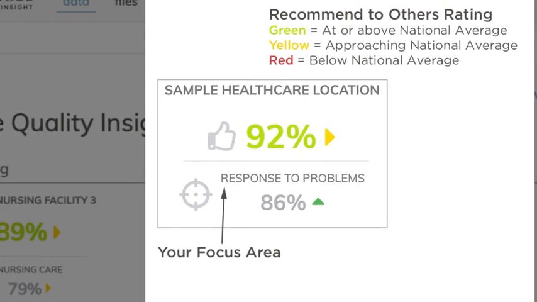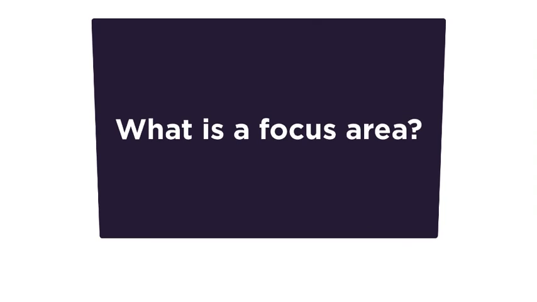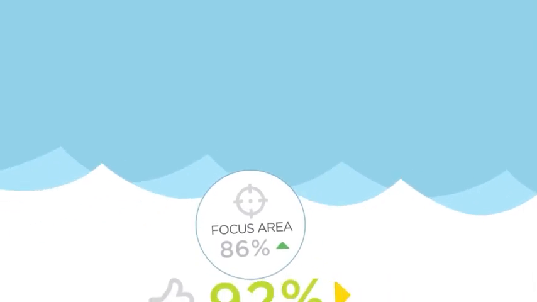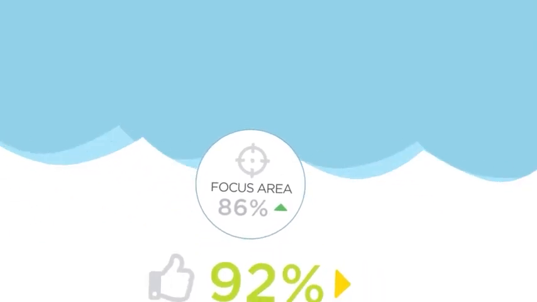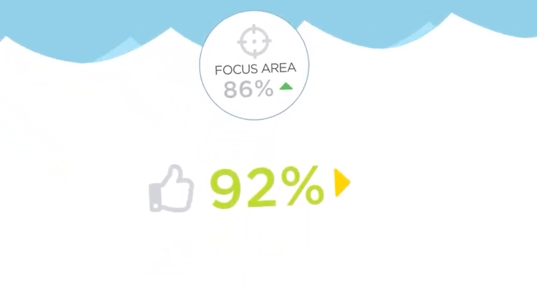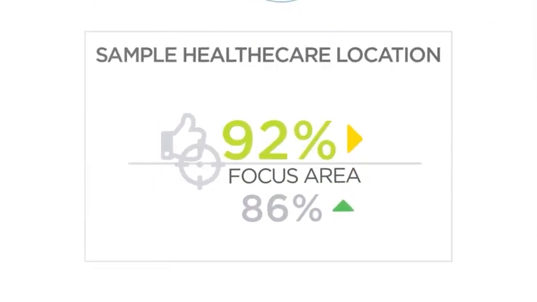Okay, so you've got your recommend to others score, and then below that is your focus area. So what is a focus area? We group questions in the survey according to the area of care. And if you have a low score in that group of questions, then that's probably going to be your focus area. If you improve that score, you have the highest chance of bumping up your overall recommend to others score. So it really pinpoints the areas that have the most opportunities for growth in your organization.